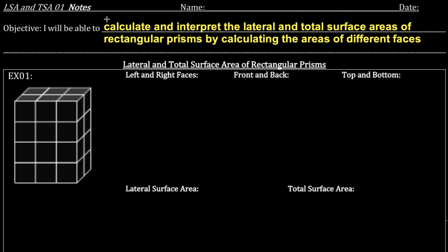Alright, so in this lesson we are going to calculate and interpret the lateral and total surface area. Let's circle that: lateral and total surface areas of rectangular prisms by calculating the areas of different faces. Basically, we're going to calculate and explain what lateral and total surface area are of rectangular prisms.